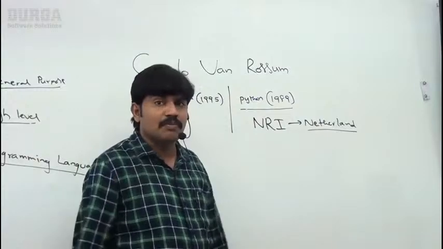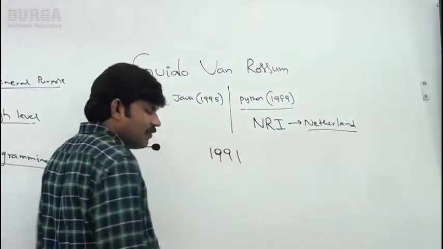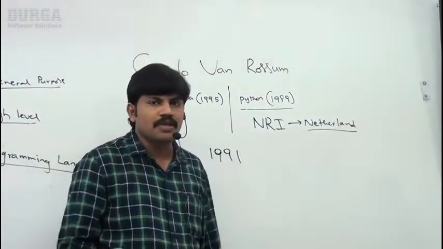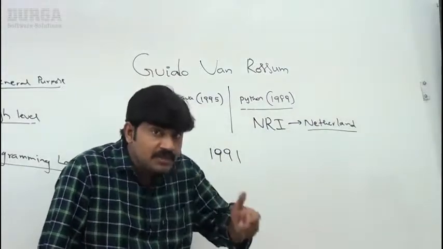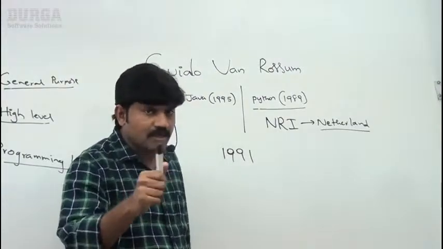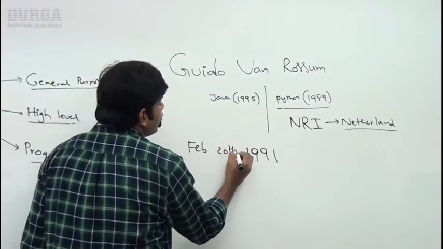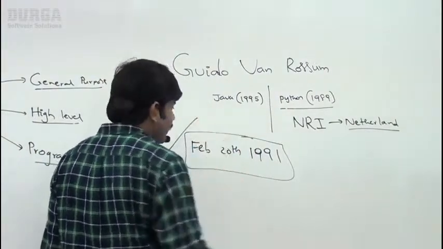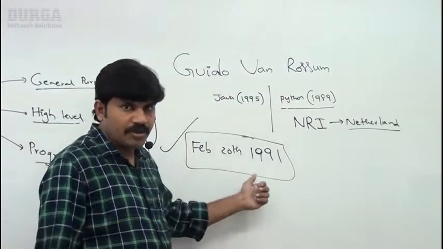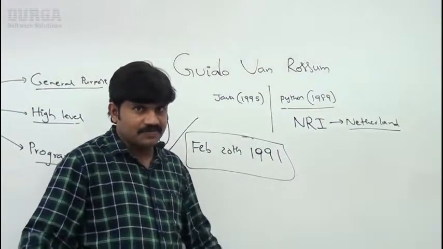Even though it was developed in 1989, it was not released to the public immediately. In 1991, Python was made available to the public. Happily, you can use this programming language and develop programs, right? So officially, Python was released into the market in 1991. The official date of birth for Python is February 20th, 1991, the great day when Python was introduced to the public.